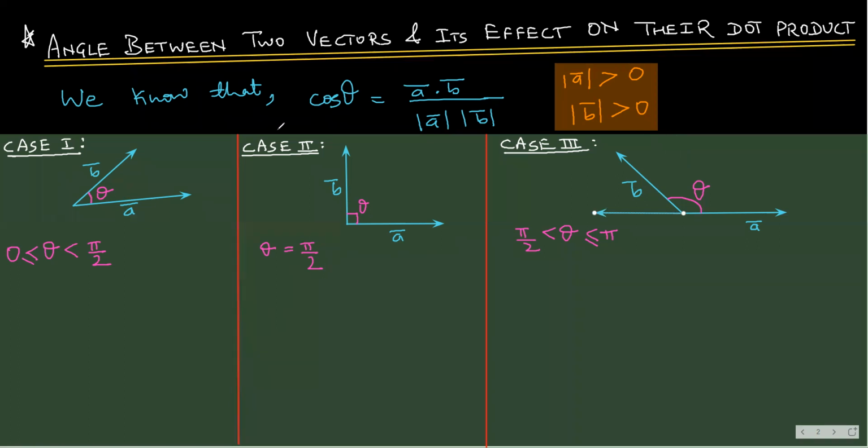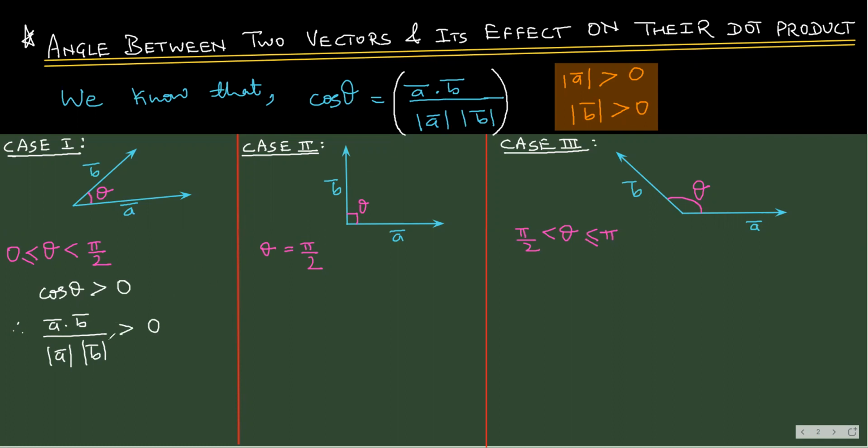So let us start with the first case. Now students, as you all know, when theta is greater than or equal to 0, lesser than pi by 2, cos of theta is always greater than 0. In that case, cos theta will be positive. So if cos of theta is greater than 0, I can write: a bar dot b bar upon mod a bar mod b bar is greater than 0, because this is what cos theta is equal to.